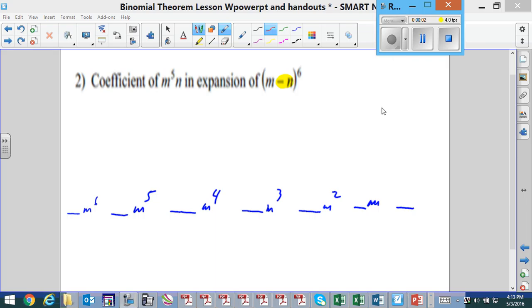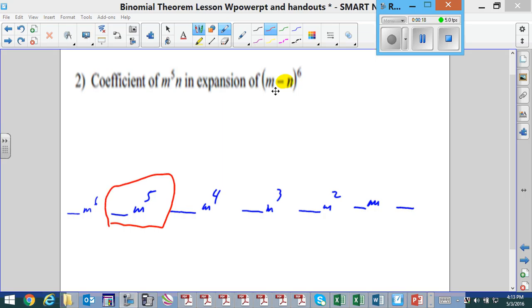All right, we're going to look at number 2. It has a minus sign in it. That's going to be really important in a minute as we start to pencil things in. Remember, we want the m to the 5th n term. That's going to be the coefficient here on this second term.